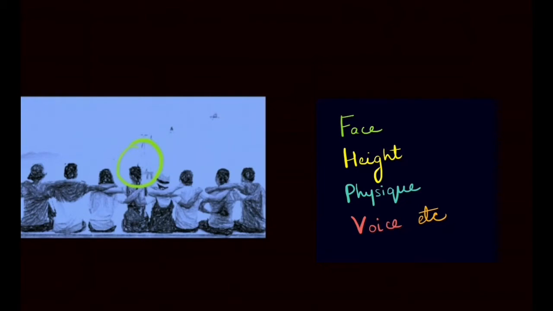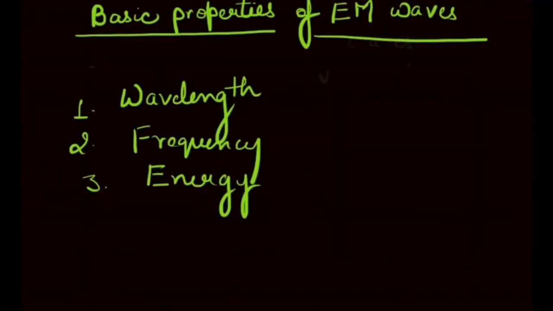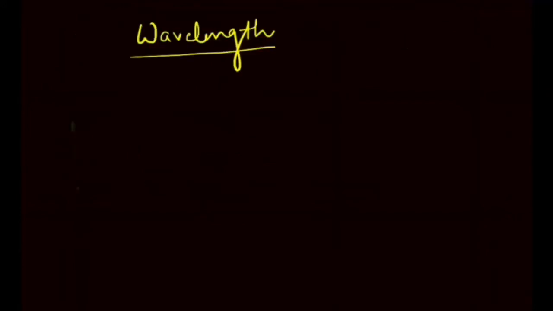Similarly, electromagnetic waves can be identified using their properties. Now there can be a lot of properties of electromagnetic waves, but three of them are very basic and important. And these three properties are wavelength, frequency and energy. Now let's try and understand each one of them in detail.